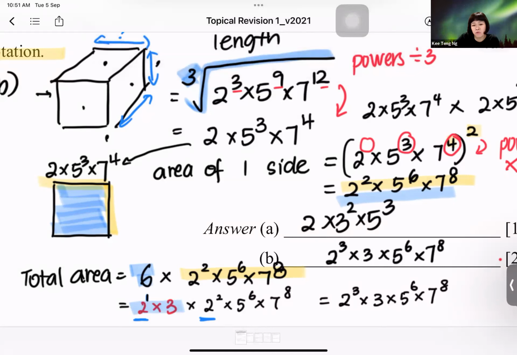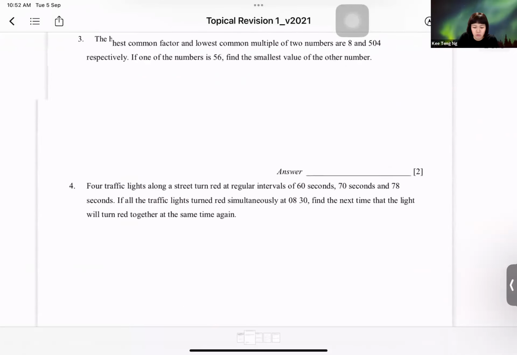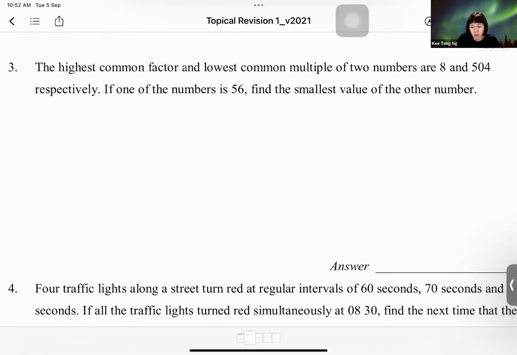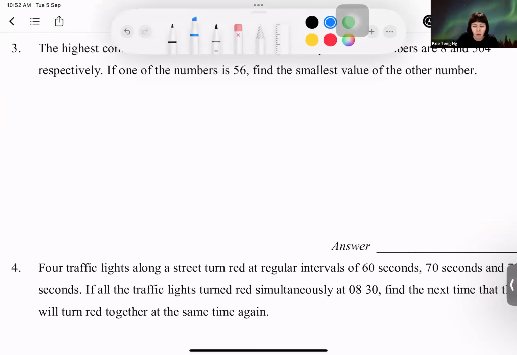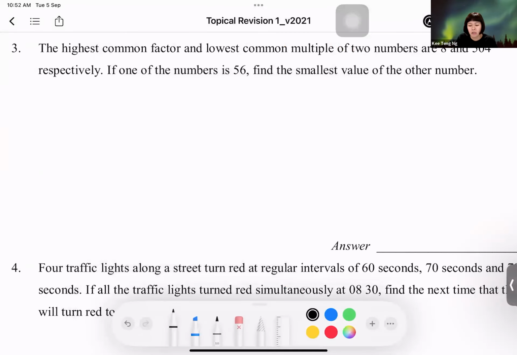All right, now I'm going to move on to the next question already. I'm not going to take up too much time. Next question over here. This one is a thinking question. The highest common factor and the lowest common multiple of two numbers are 8 and 504.